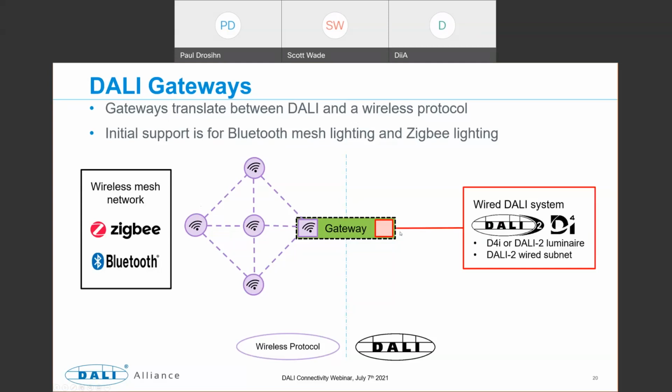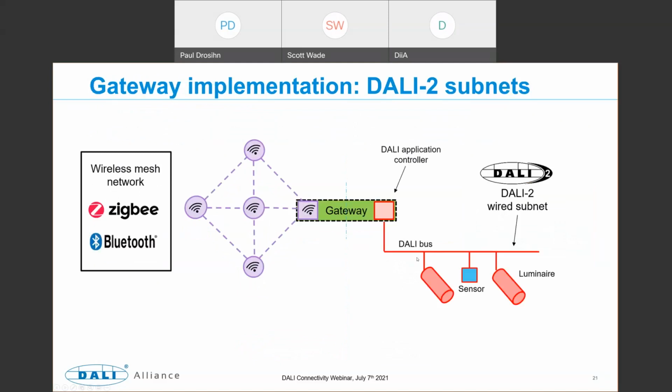On the right, we've got the connector for the DALI wired bus, and that just connects to any wired DALI system. It could be DALI 2 or D4i devices, could be luminaires or a single luminaire, could even be a larger subnet of DALI products. Inside the gateway, there's an application controller. That's what's talking to the DALI devices here. So we'll have a look at some examples of the gateway in use.